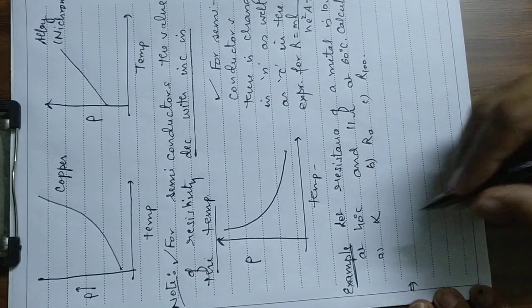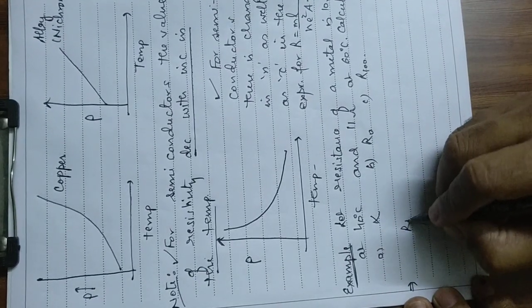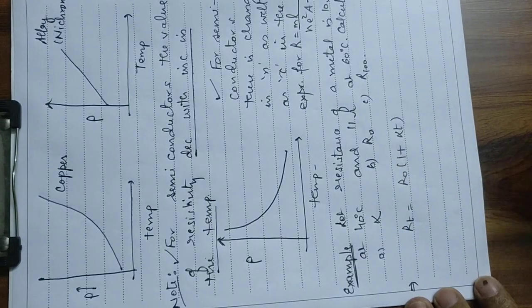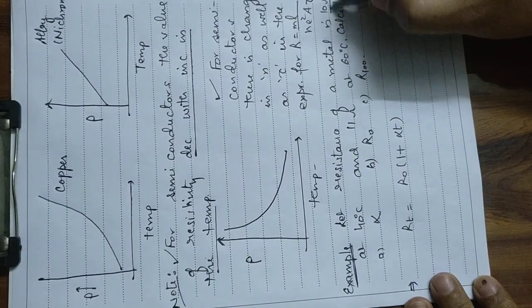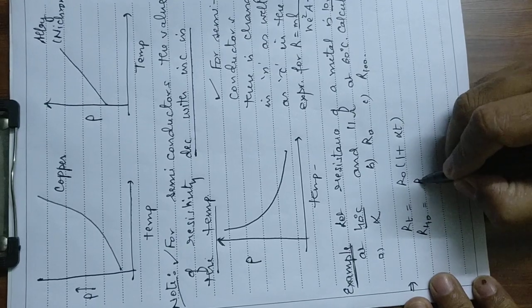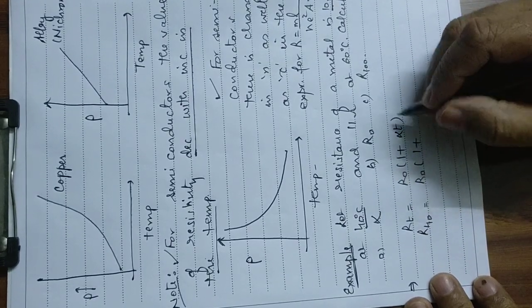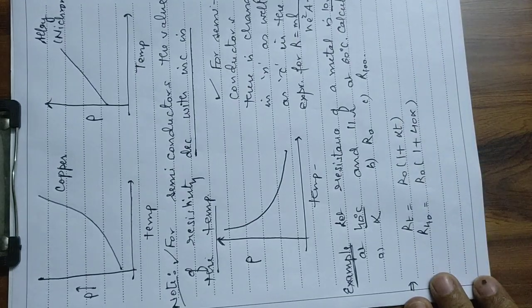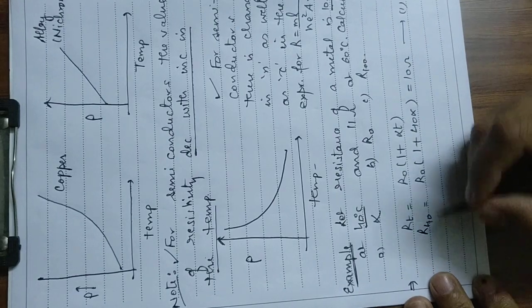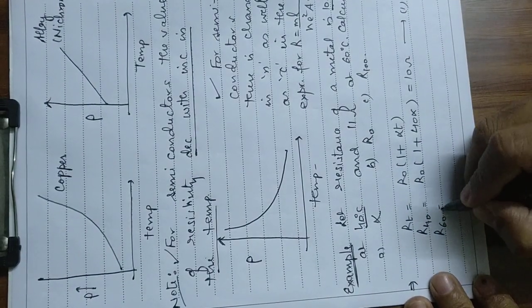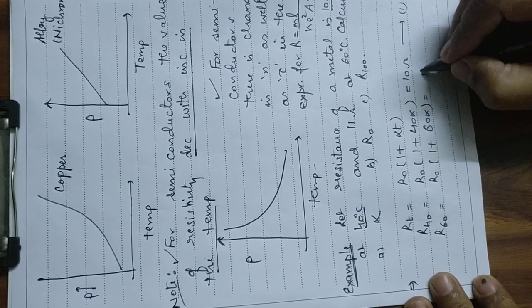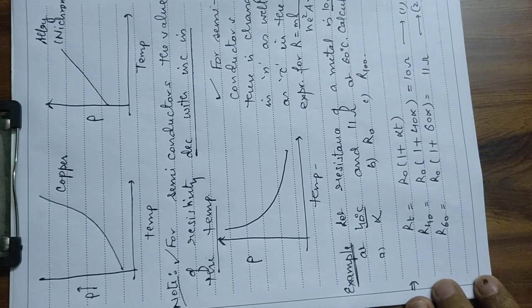Now we have the relation RT is equal to R0 (1 plus alpha T). We know resistance is 10 ohm at 40 degrees Celsius. So we have equation R40 equals R0 (1 plus 40 alpha), and that is equal to 10 ohm. Similarly, R60 is equal to R0 (1 plus 60 alpha), which is equal to 11 ohm according to the question.